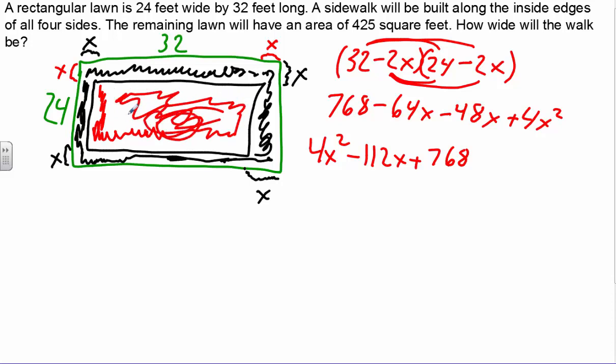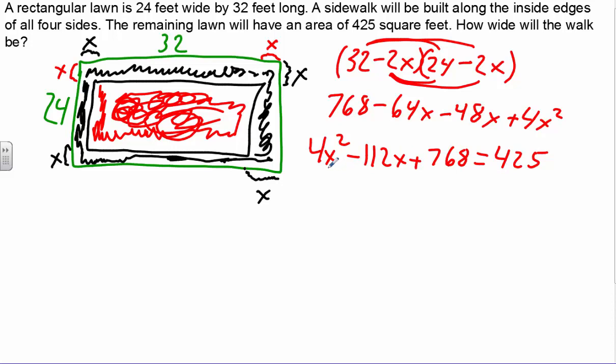So now this is the area of the whole interior, aka our grassy area that's left after we put in our sidewalk. If you go back to the word problem, it tells us that the remaining lawn is an area of 425. So we'll set that equal to 425. Okay? So you have 4x squared minus 112x plus 768 equals 425.